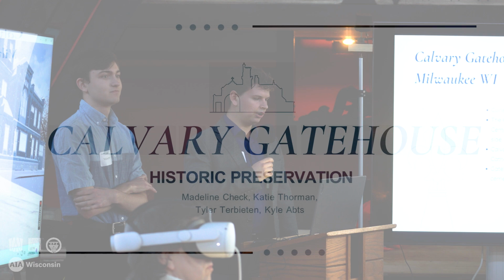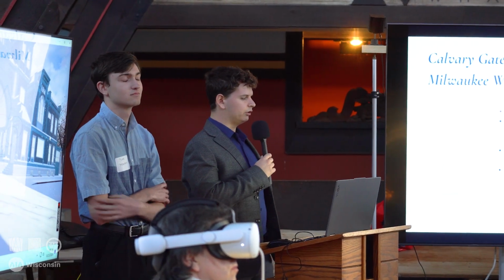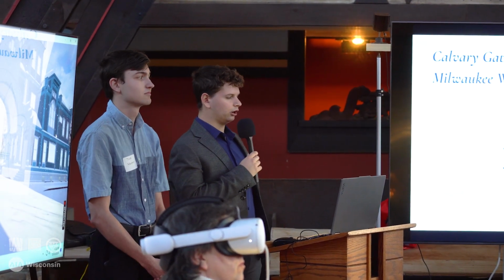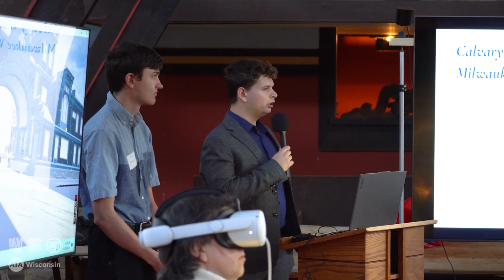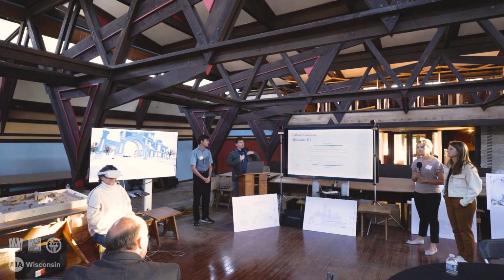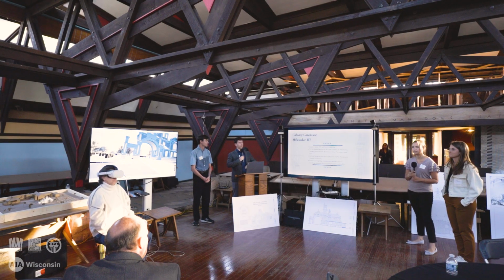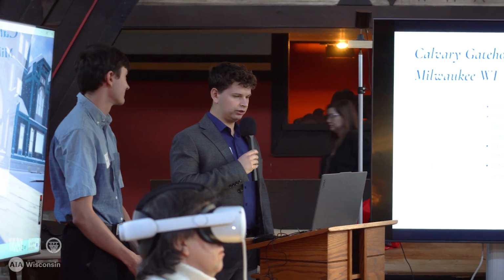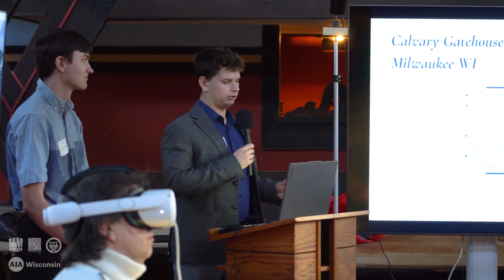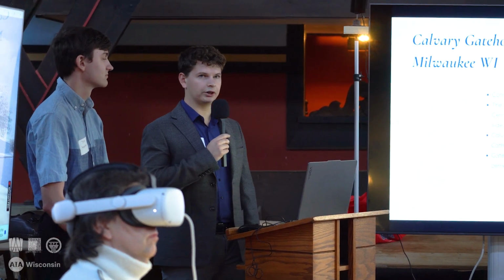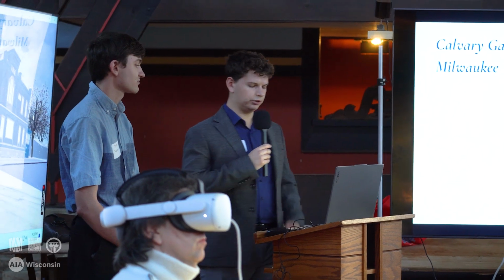So the Calvary Gatehouse was constructed in 1897 by famous Milwaukee architect Erhard Brielmeier, and it marks the entrance to the Calvary Cemetery, the oldest existing Catholic cemetery in Milwaukee. It's located on Blue Mountain Road, just on the other side of I-94 from Miller Park. It's a significant burial site for Milwaukee's Catholic community, and this gatehouse originally included the living quarters for the cemetery caretaker and the cemetery office.